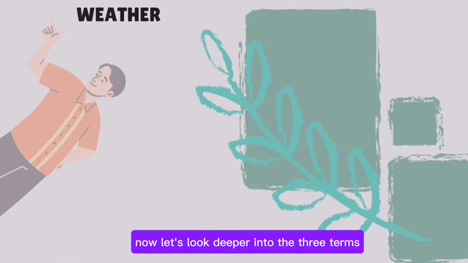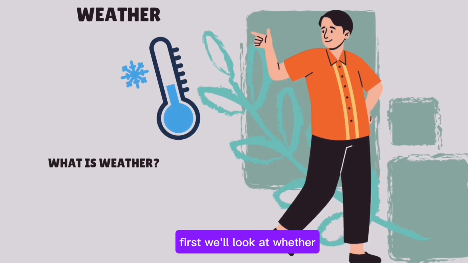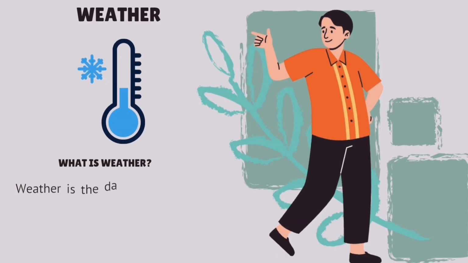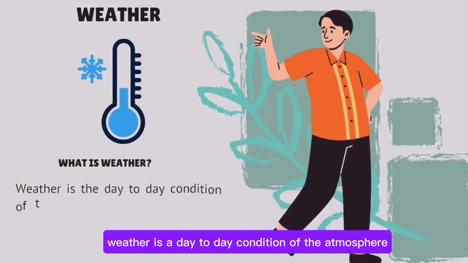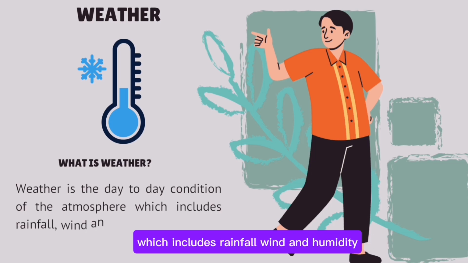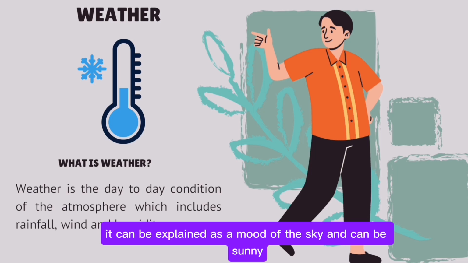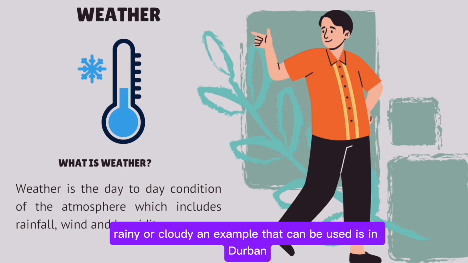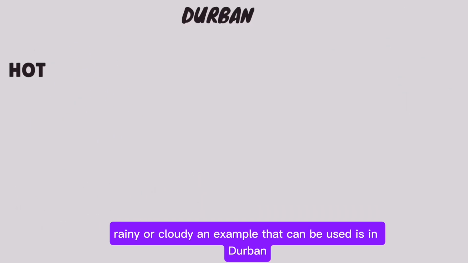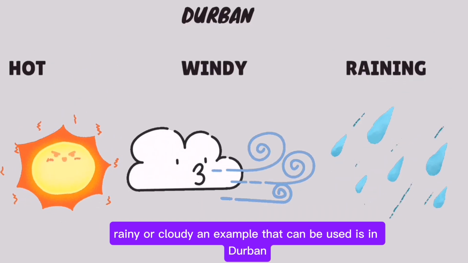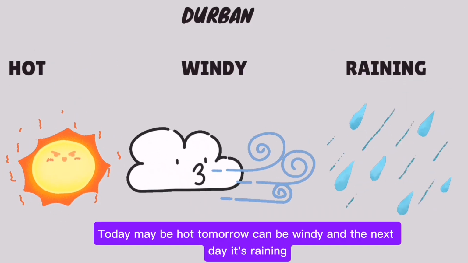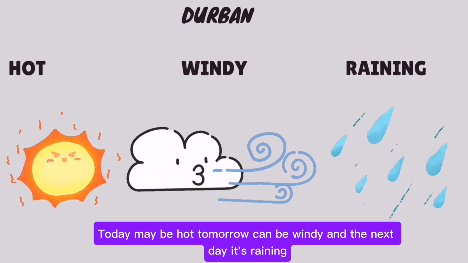Now let's look deeper into the three terms. First, we'll look at weather. Weather is the day-to-day condition of the atmosphere, which includes rainfall, wind, and humidity. It can be explained as the mood of the sky and can be sunny, rainy, or cloudy. An example that can be used is Durban. Today may be hot, tomorrow can be windy, and the next day it's raining.